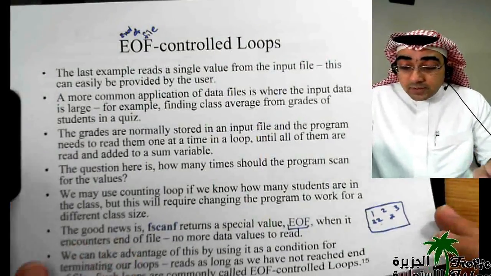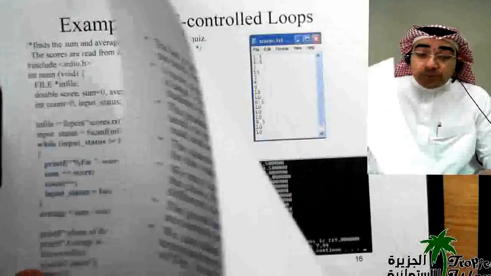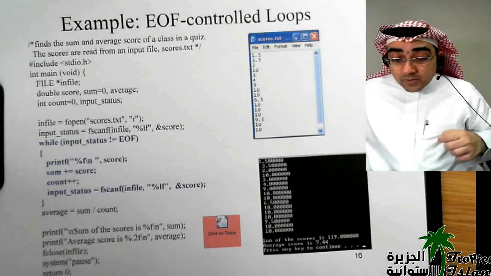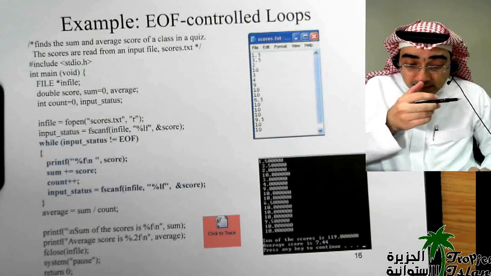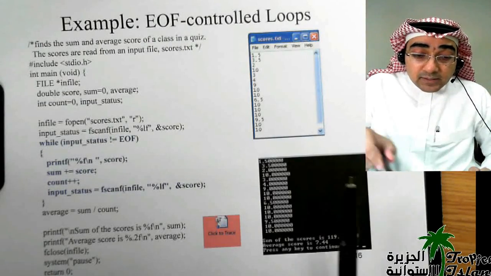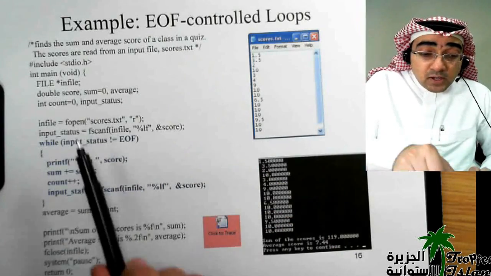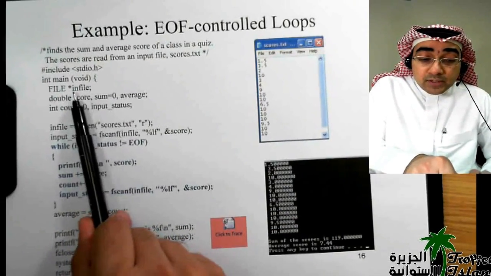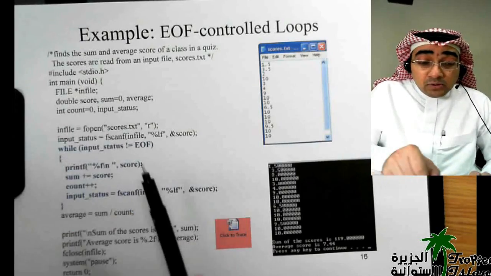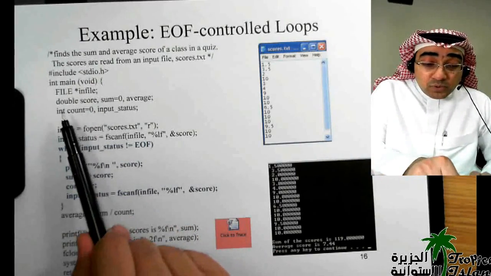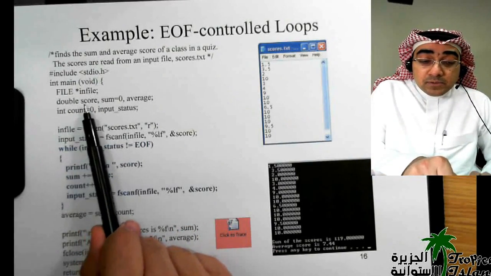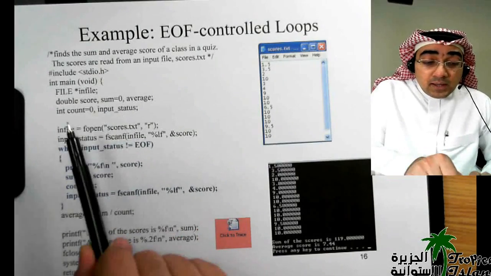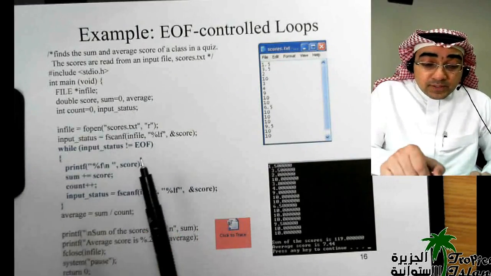We can take advantage of this, and we use end-of-file controlled loops. How will we do that? Here's the example, in which we would like to calculate the average score in the class quiz. We have our #include directives, then in main we declare a file pointer, infile. You can name it infile, you can name it ABC, whatever name you want. Then you declare your variables: double score, sum = 0, and average. And you declare a counter and input status.